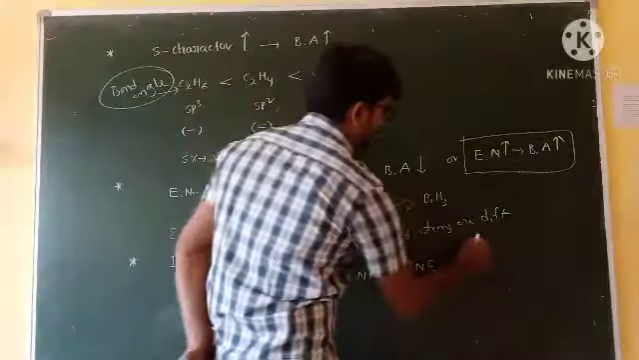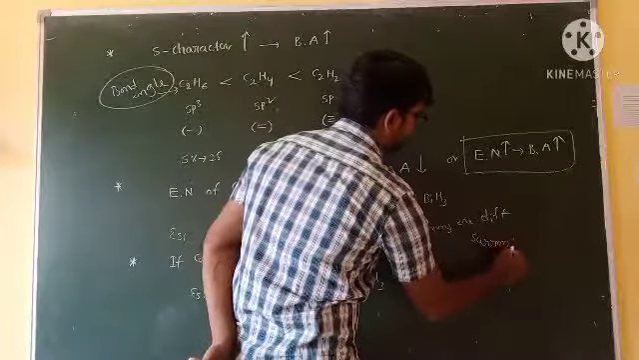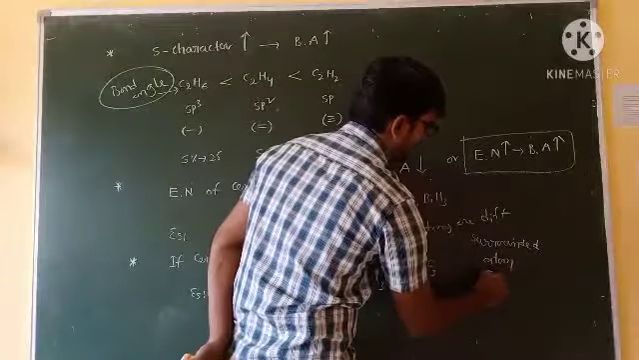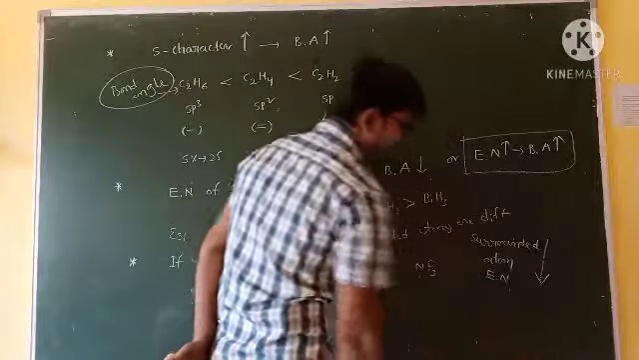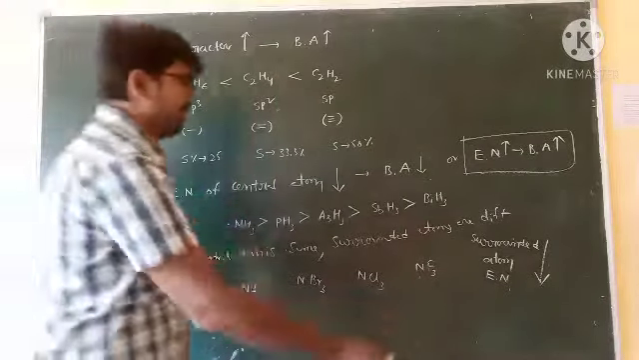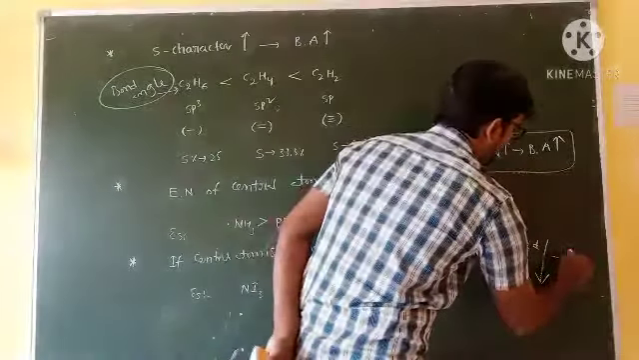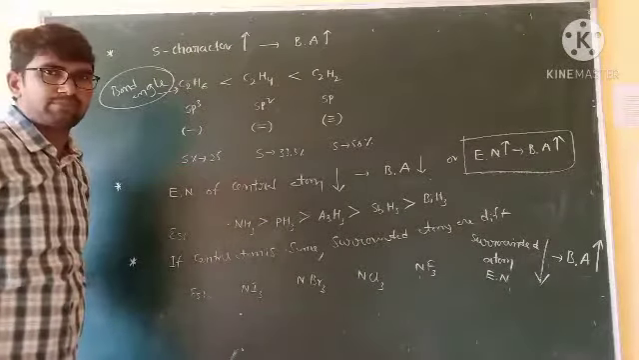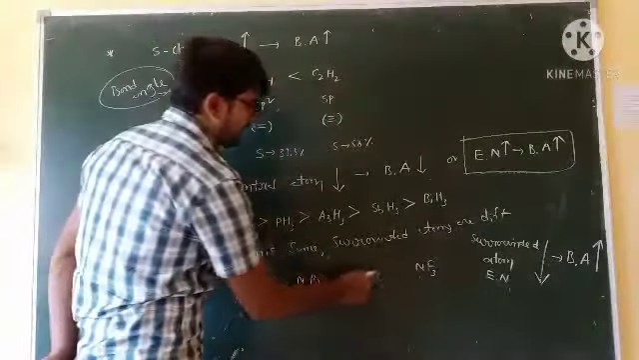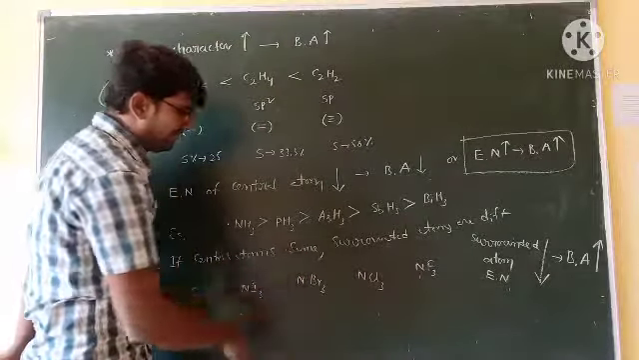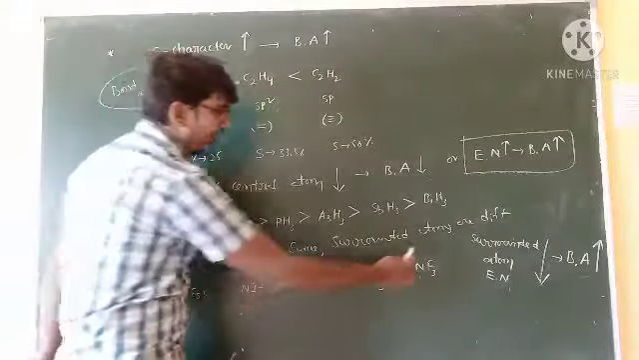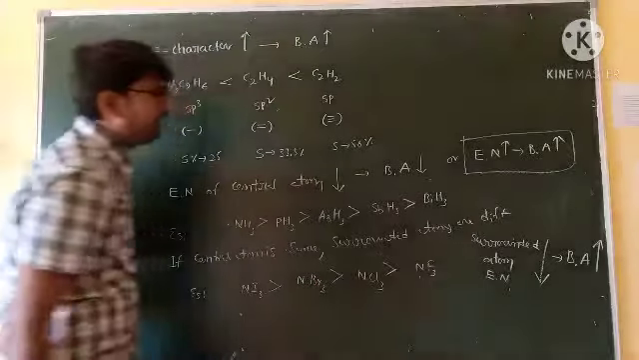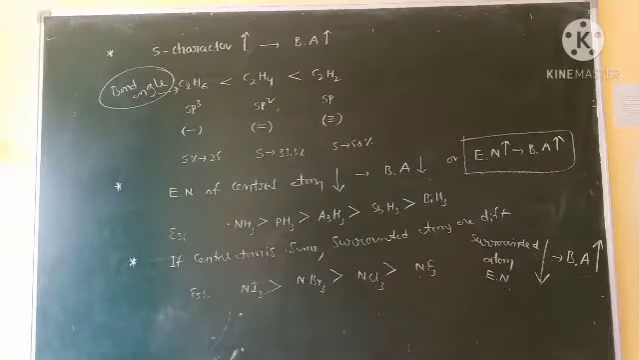Then if the surrounding atom electronegativity is less, low electronegativity of the surrounding atom gives more bond angle. Okay, just remember that point. So here central atoms are same, surrounding atoms are different. Among the surrounding atoms, which one has the least electronegativity? Fluorine, chlorine, bromine, iodine. Iodine has the least electronegativity. So this is the bond angle order.